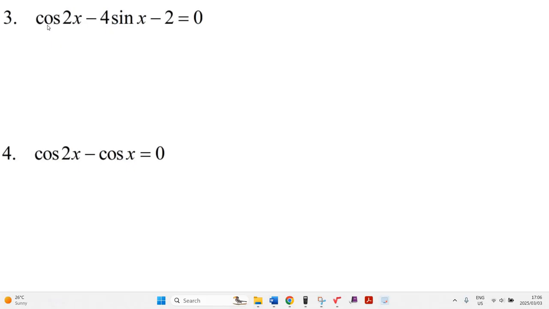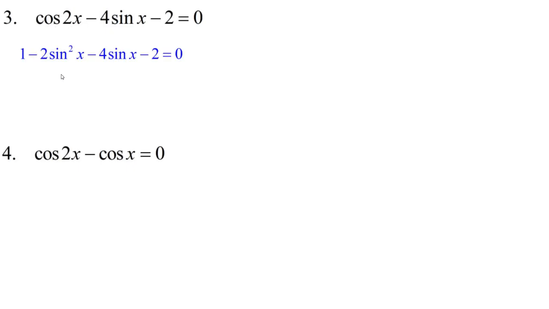So let's try it. Instead of cos 2x, let's replace it with 1 minus 2 sine squared x. Why can I do that? Because the formula sheet says it's true. The cosine of 2 alpha is 1 minus 2 sine squared of alpha. Okay, now what should we do? Oh, we can go 1 minus 2 is negative 1, and then change the sign of everything. Multiply everything by negative 1. 1 minus 2 is negative 1, and then everything changes sign. So it'll be 2 sine squared x plus 4 sine x plus 1.